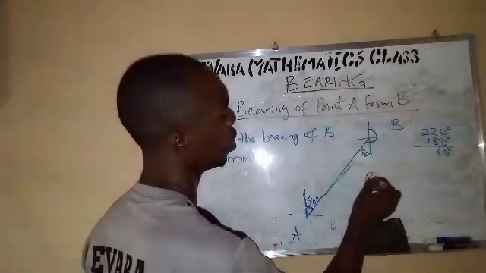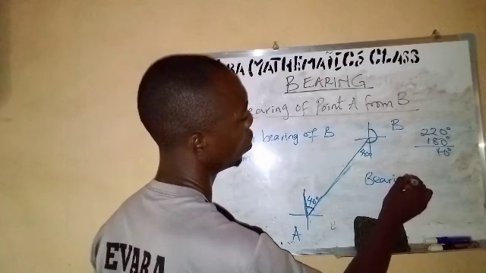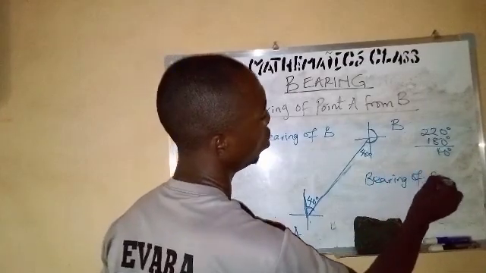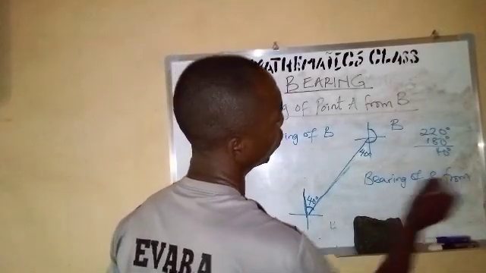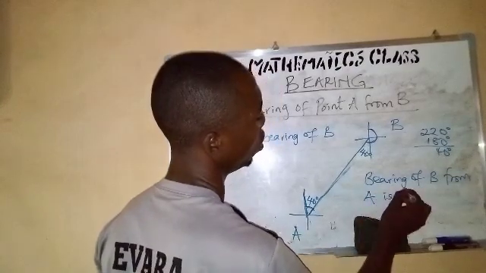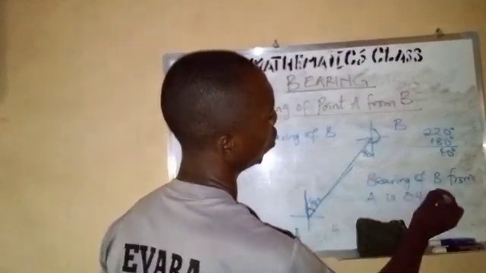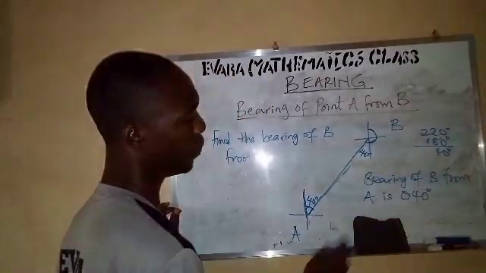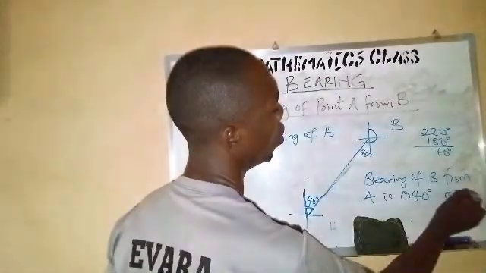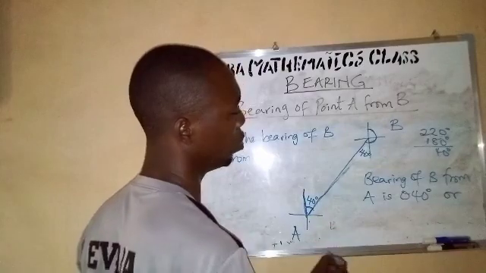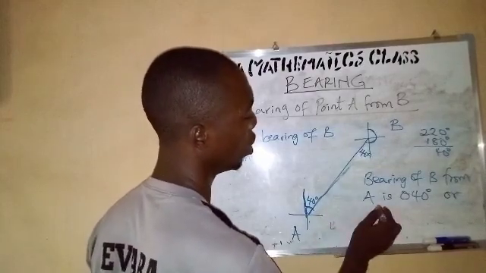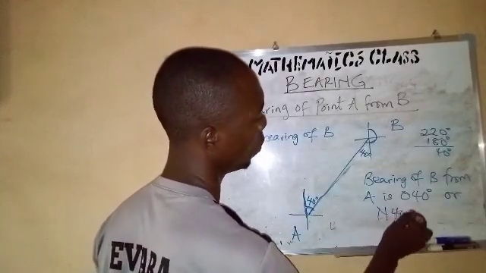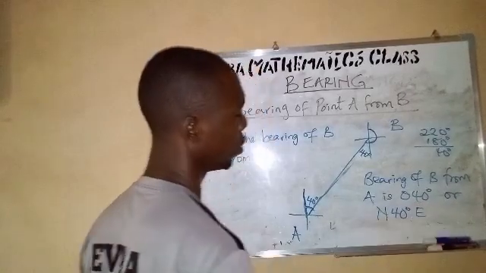So the bearing of B from A is 040 degrees in 3-figure notation, or we can give it in acute angle bearing or compass bearing as north 40 degrees east.